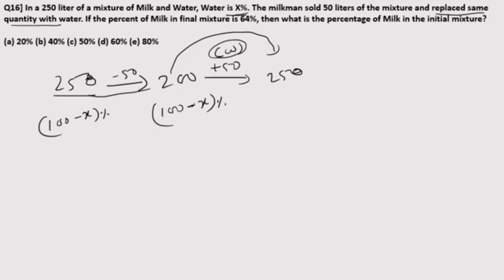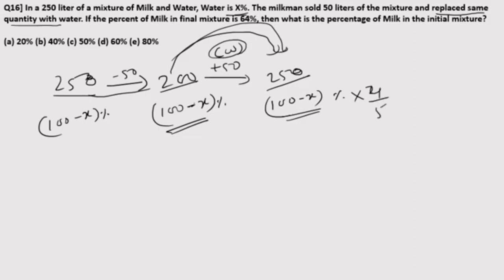So here the percentage, or the strength of milk, will reduce. The strength of milk was initially 100 minus X percentage. Now from here to here, as I am adding water, this part will reduce. Reduce means I am moving between 200 and 250. So I have to multiply with a proper fraction so that the value reduces. Every time you have to multiply with a proper fraction, guys. Now 200 by 250 is how much?